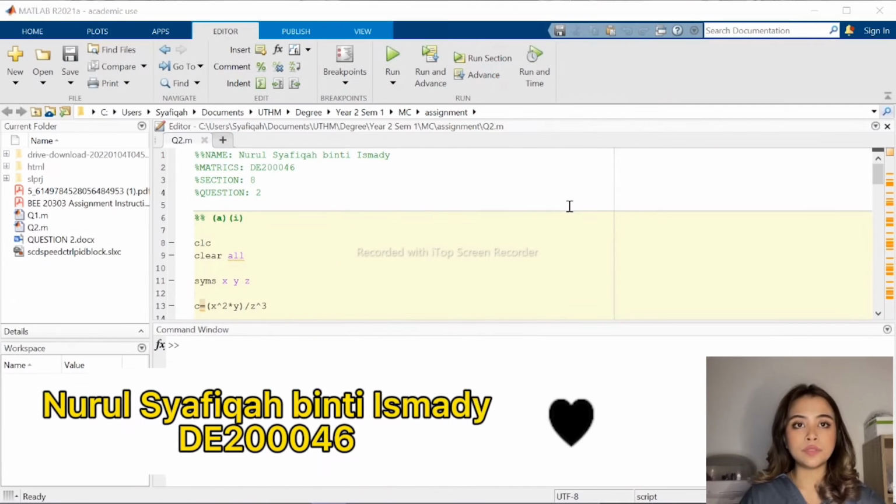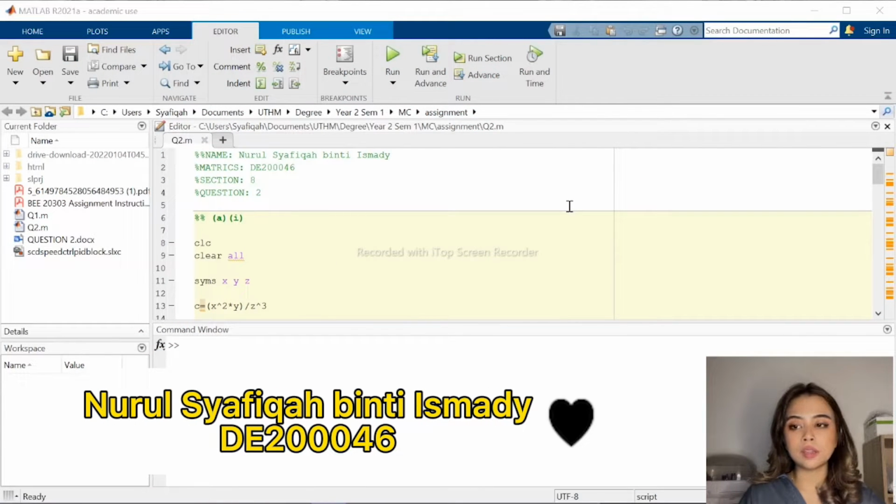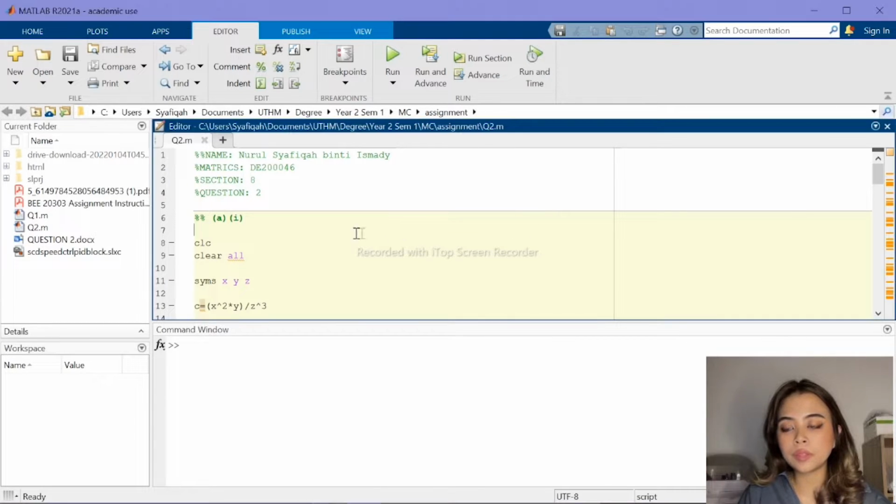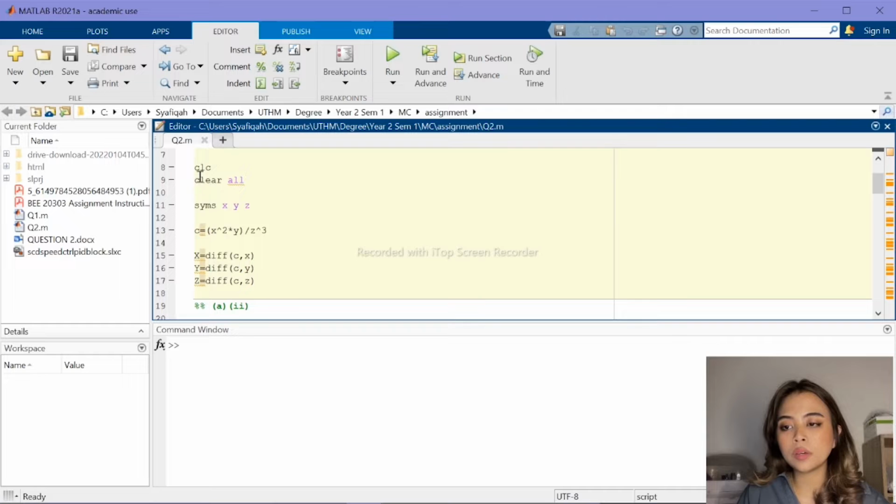My name is Nur Shafika binti Ismadi, and I will be doing the demonstration of question 2 for this assignment. So the first one is the question 2A1. We use this coding. I learned how to do this coding from YouTube.